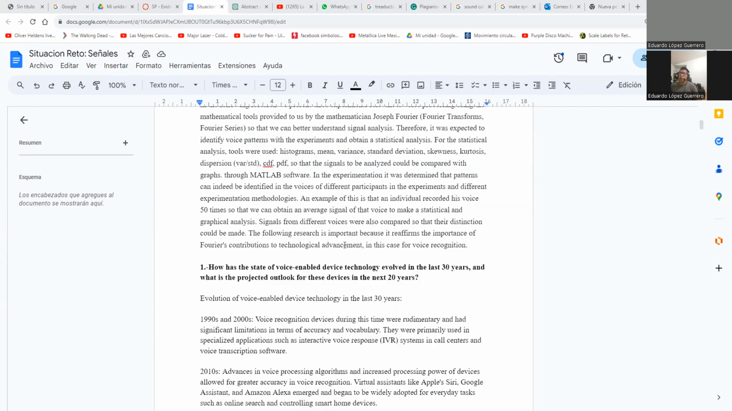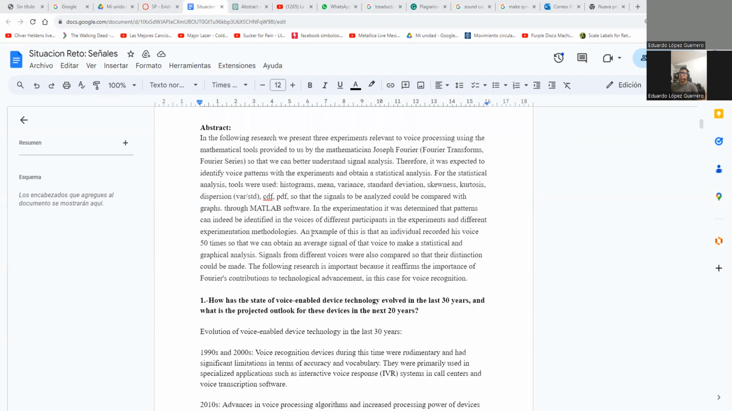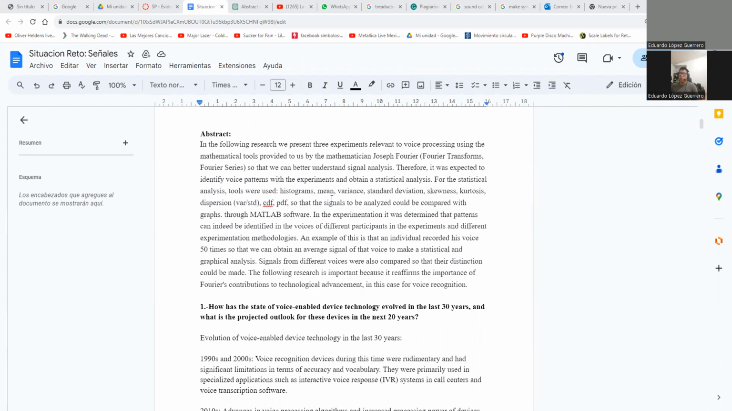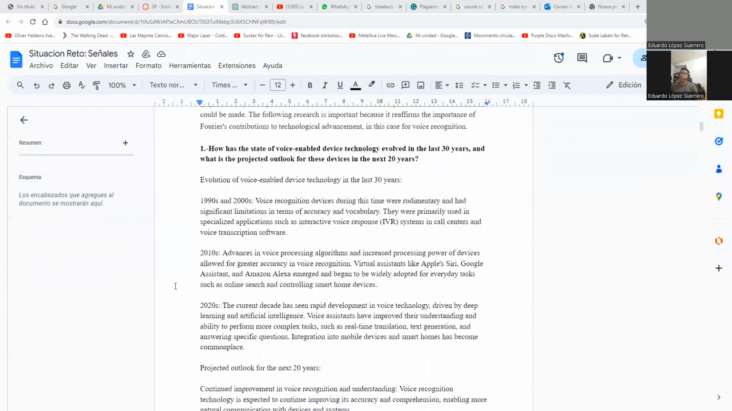like to do voice recognition using tools of statistical math, like histograms, the mean, the variance, standard deviation, skewness, kurtosis, and different kinds of graphs so that we can make the analysis.